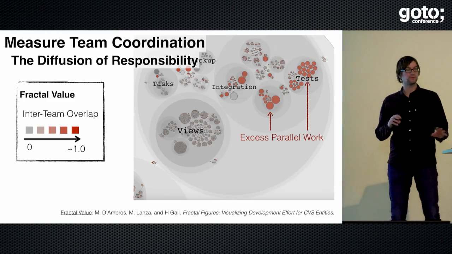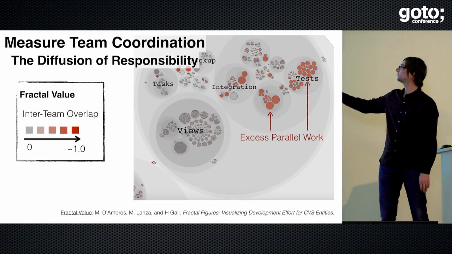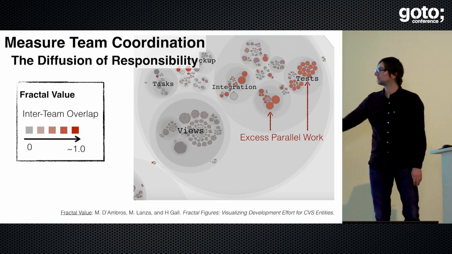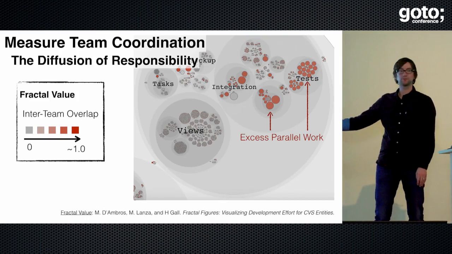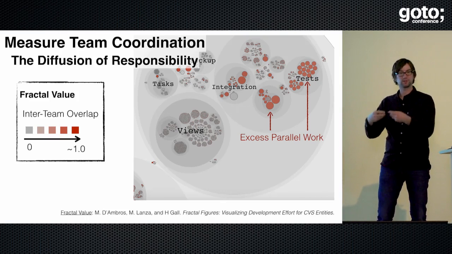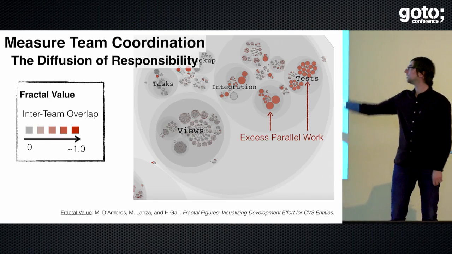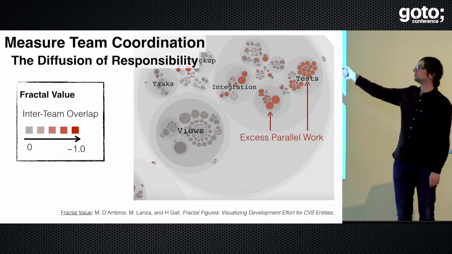It's the same kind of visualization that we saw earlier with the hotspots, only now the color carries a different meaning. The color shows the amount of inter-team coordination. So the more often different teams work in the same parts of the code and the more fragmented their development efforts, the more red the corresponding module and file here.